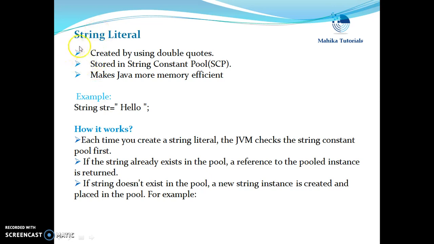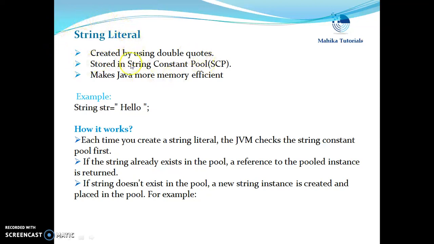We will first discuss the string literal mechanism. When we create a string using the literal mechanism, it is created by using double quotes, and this string is stored in the string constant pool, which is known as SCP. Now the location of this SCP may vary as per the Oracle documentation. Depending on the implementation of JVM, the location of this SCP may vary from one implementation to another. In this tutorial, we have considered SCP to be a part of heap memory.